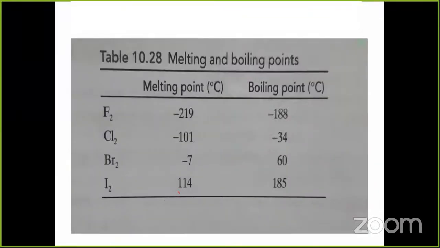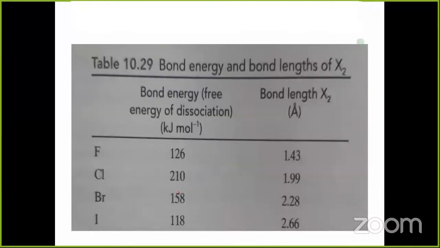And the melting and boiling points. Right? Iodine is available as a solid, that's why it shows the highest melting point, 114. But fluorine and chlorine have negative values because they are gases. And bromine is a liquid, that's why it shows -7. And boiling points are also there. And these are the bond energy and bond length of X2. All are diatomic molecules.